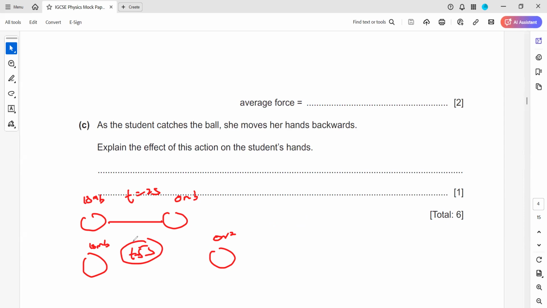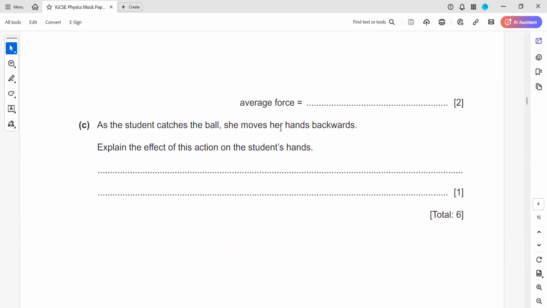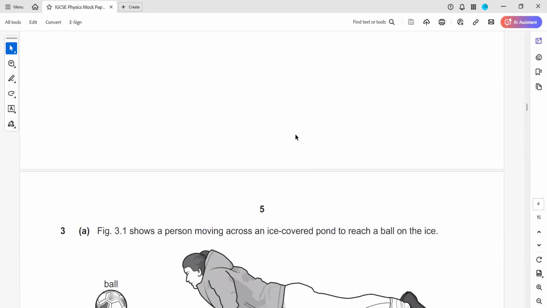If I want to stop anything instantly, I have to apply a greater force. Like when a ball is thrown towards you and you want to stop it instantly, you have to apply greater force compared to when you catch it and move your hands backward. The same thing happens for seat belts, and when a person jumps from a certain height. If he takes a longer time to stop, he will experience less force.